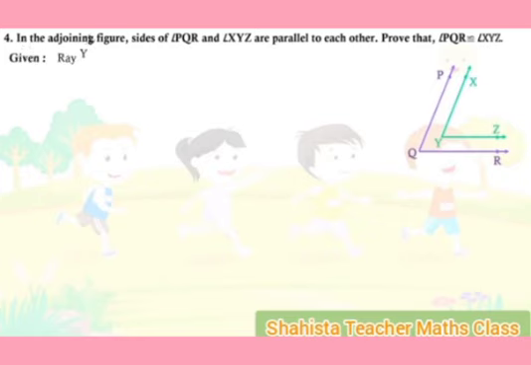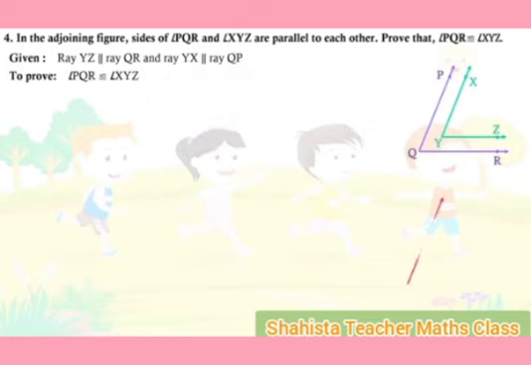First we will write the given. Ray YZ is parallel to ray QR, and ray YX is parallel to ray QP. Now we are going to find here two angles, that is, angle PQR congruent to angle XYZ.